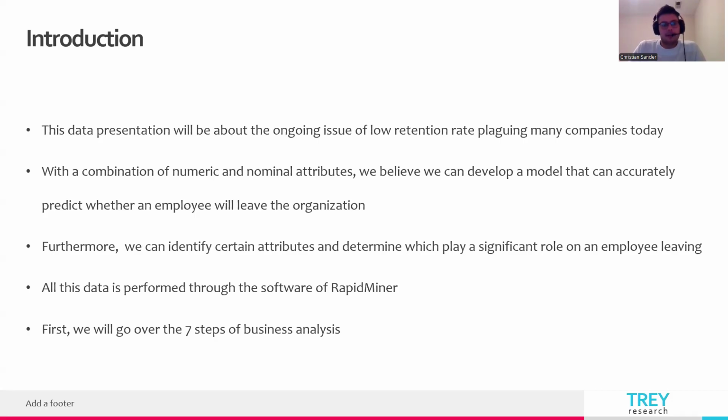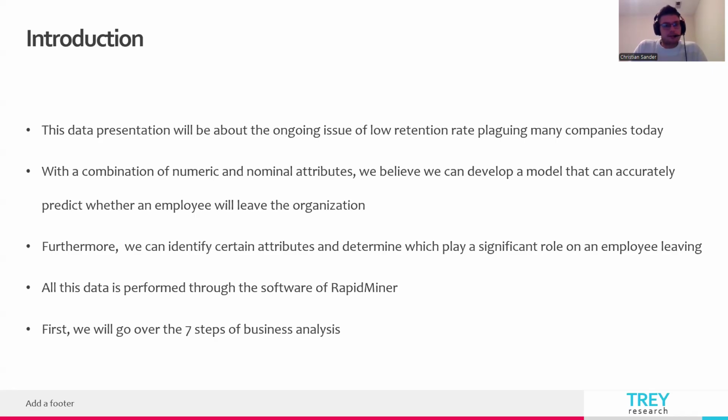With a data set that I found, I will make a model that will hopefully accurately depict what attributes will play a significant role in an employee leaving, as well as a predictive model to predict if said employee will leave. With a combination of numeric and nominal attributes, I can get this done, and all this data is performed using RapidMiner, and the data itself is found using the website Kaggle.